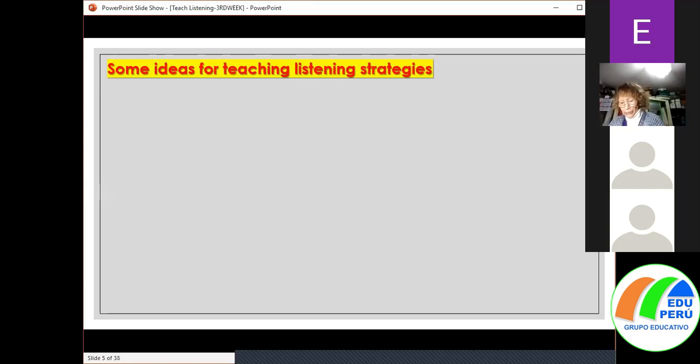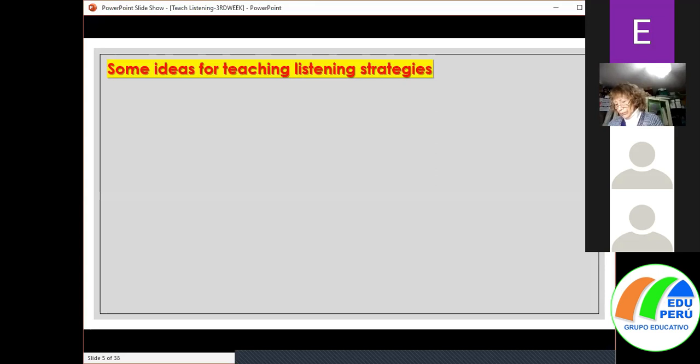Metacognitive is how you use these activities, these techniques, and whether they are effective or not. And then the socio-affective is related to your interaction. What activities, what strategies do you use in order to interact, and at the same time, you are learning. And also related to your emotions, your feelings, your interest, your motivation. So here we have these three types of strategies.